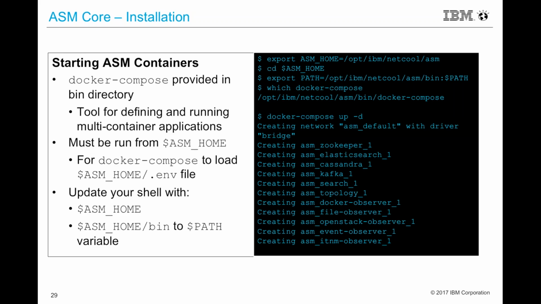How you kick off the ASM containers using the Docker Compose is listed here. The only caveat is you need to have the ASM home variable set, along with the path, which is ASM home/bin. I have listed those details. As long as you have set them, you should be able to run the Docker Compose commands or Docker commands.